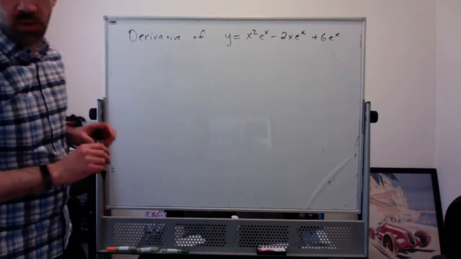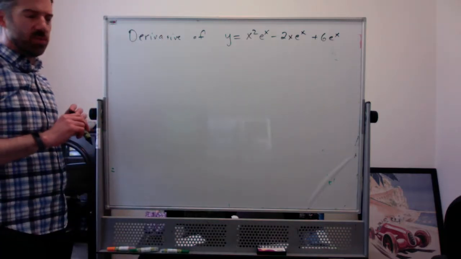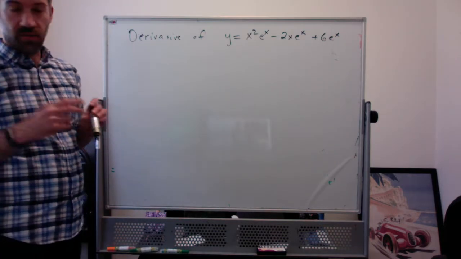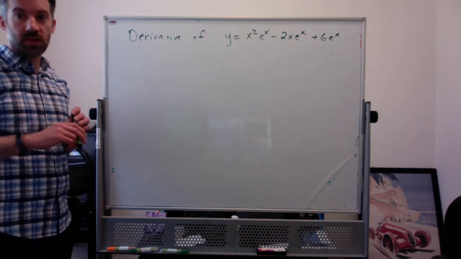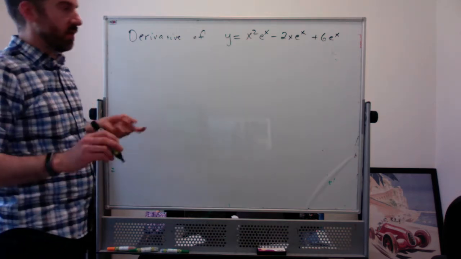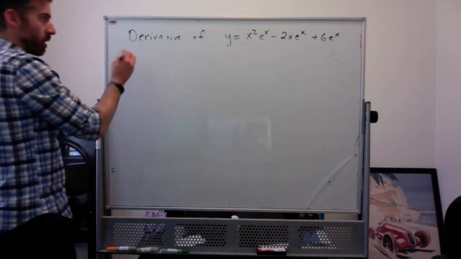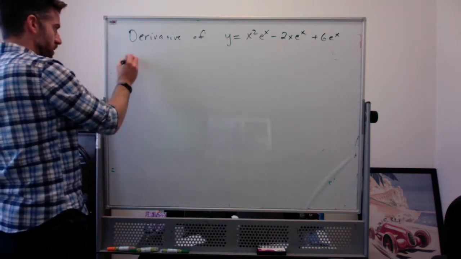Right. Someone asked this question. I don't remember whose class it was in, but they wanted to find the derivative of y equals x squared e to the x minus 2x times e to the x plus 6 e to the x. So we're definitely using the product rule here. And the way we're going to do this, we're just going to say y prime equals.